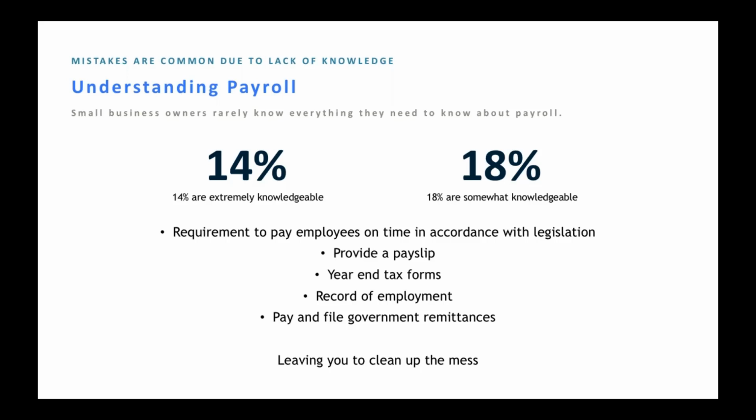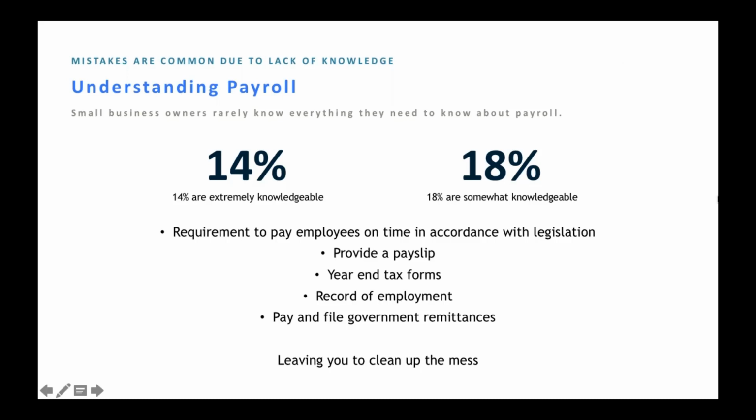They don't understand all of the requirements that are associated with being an employer and understanding payroll. So there are 5 basic requirements in payroll. The first requirement is to pay your employees on time and in accordance with the legislation. The second requirement is to provide a proper payslip. A proper payslip includes current payment information as well as year-to-date information.